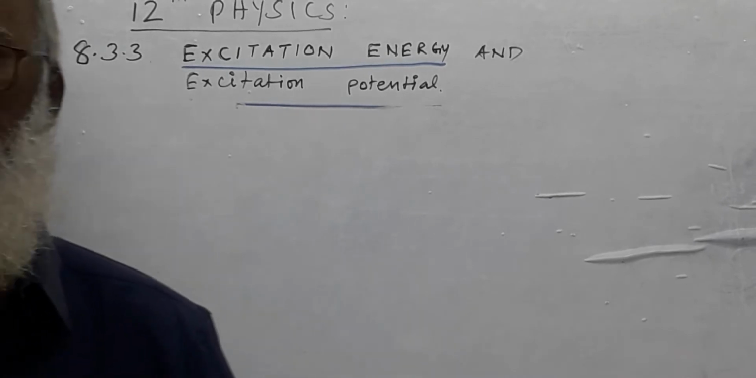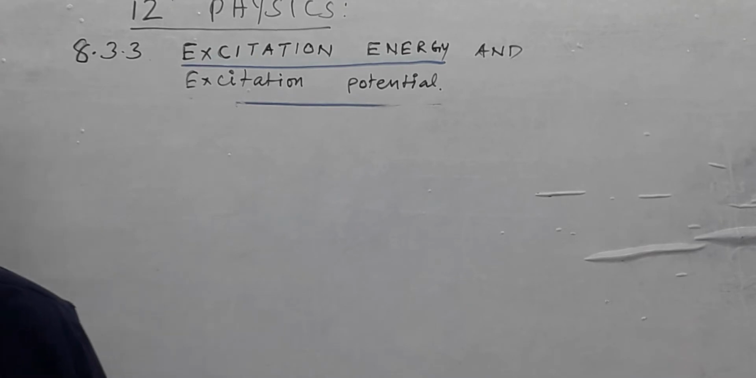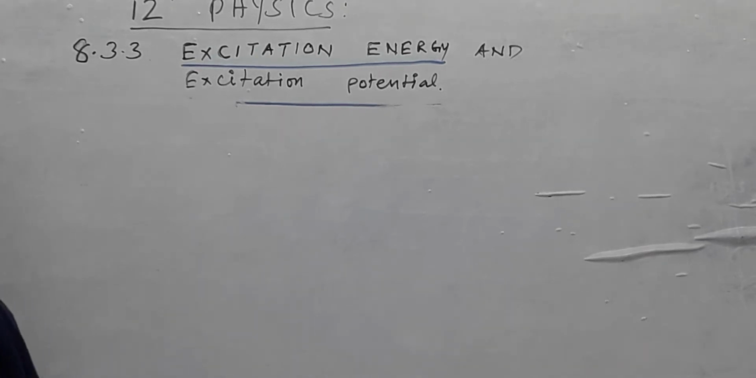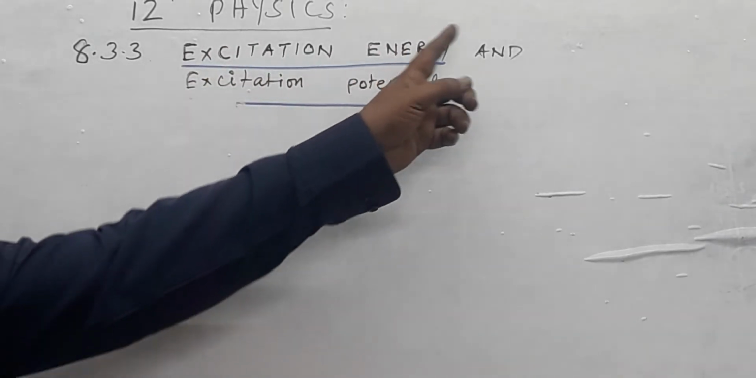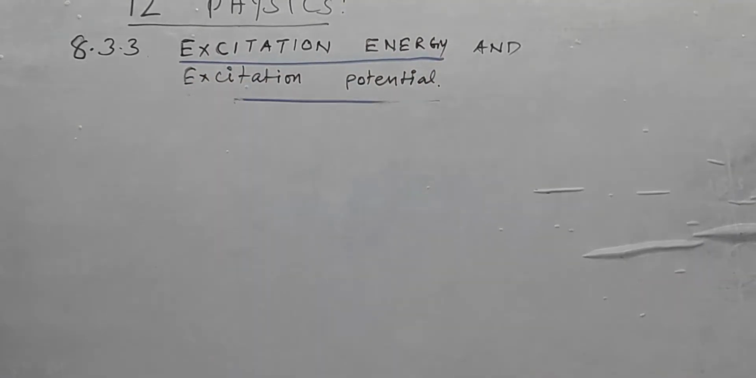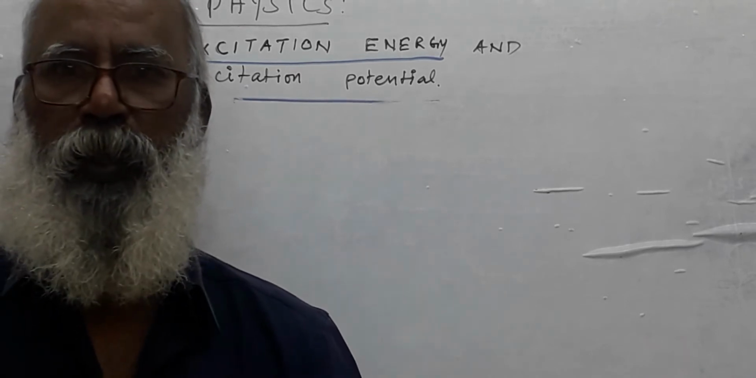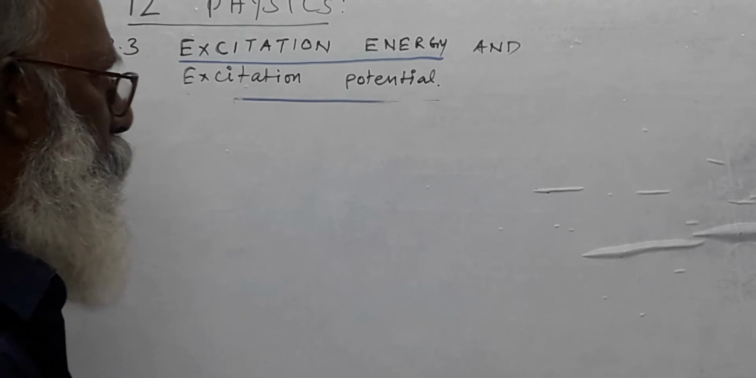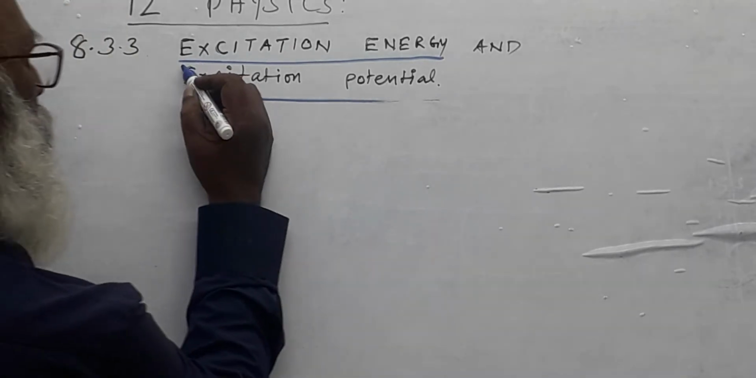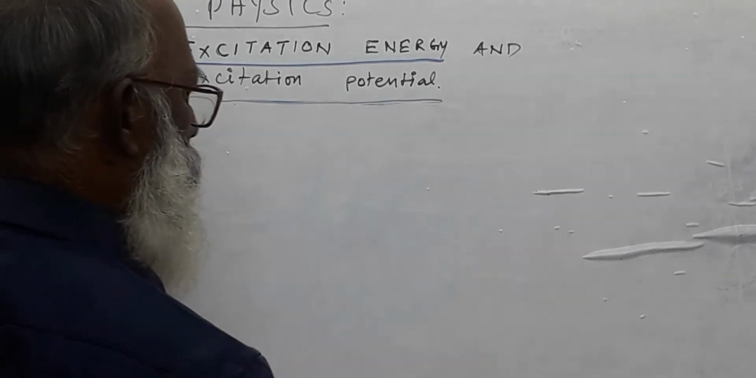Today, 12th Physics, second volume, 8.33 Bohr atom model, under the heading of 8.33 excitation energy and excitation potential. Today we are going to deal with five 3-mark questions, all very important. The first one: what is excitation energy? The second one: excitation potential.